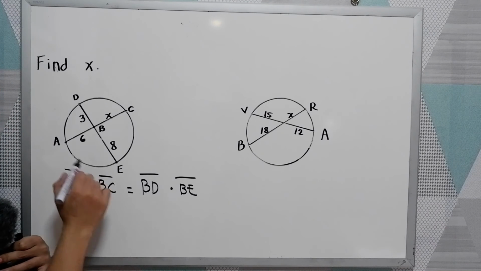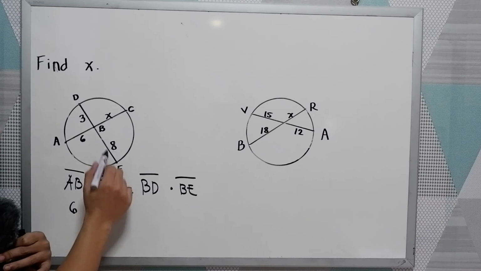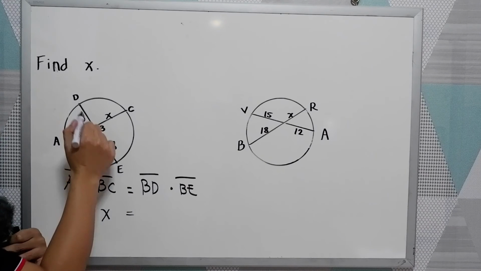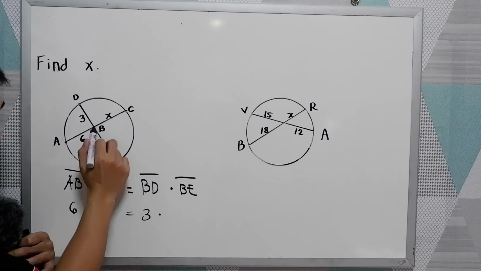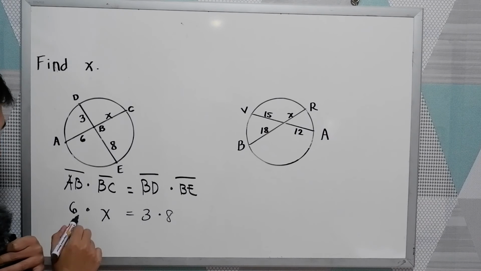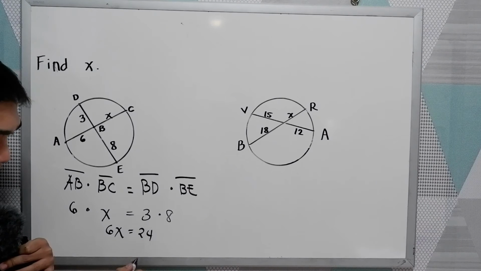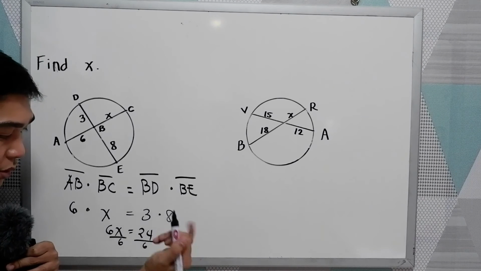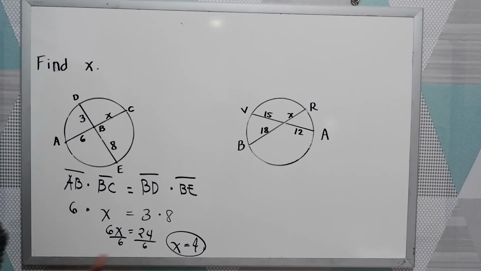So substitute AB, the measure is 6, times BC, that is x, is equal to BD, which is 3, times BE, which is 8. 6 times x, we have 6x is equal to 3 times 8, 24. Divide by 6, x is equal to 4. That will be the value of our x.